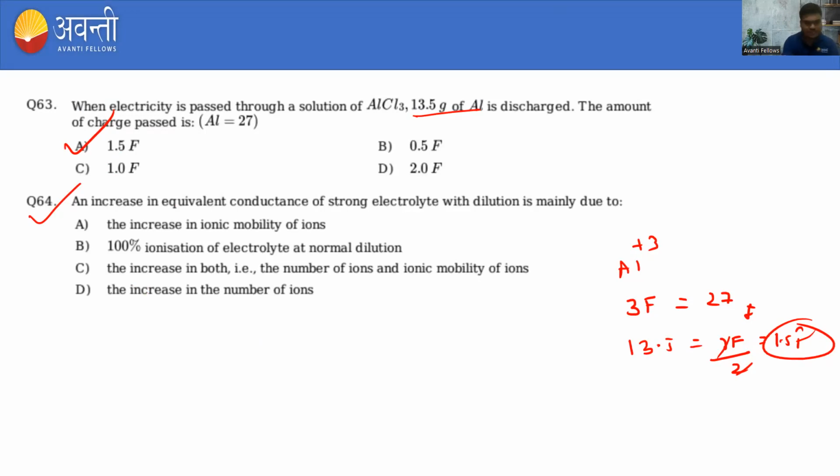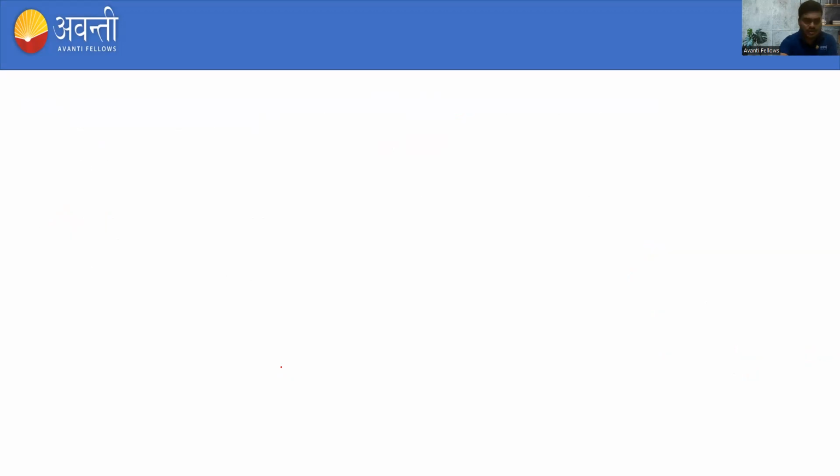Next, the question number 64 is, an increase in the equivalent conductance of the strong electrolyte with dilution is mainly due to. So why does equivalent conductance of a strong electrolyte increase with dilution? This is a very simple question from the electrolytic conduction of the electrochemistry chapter, right? So basically the increase in the ionic mobility. As we dilute, the ionic mobility increases, and due to this only this behavior takes place, right? So option A is absolutely correct.